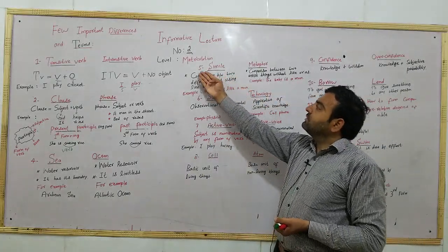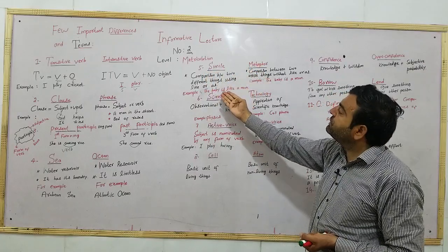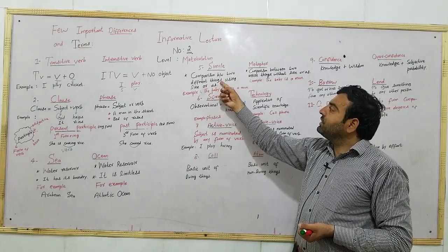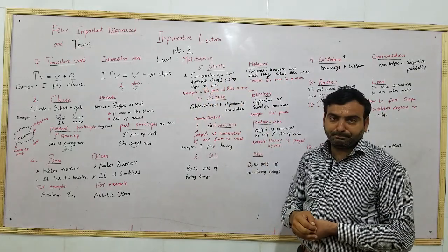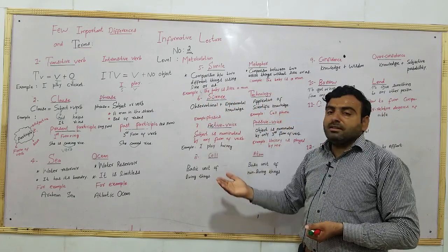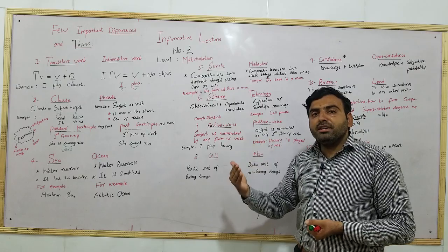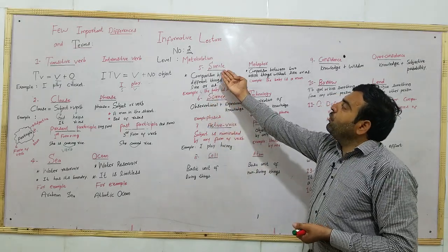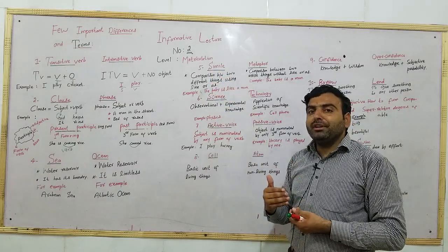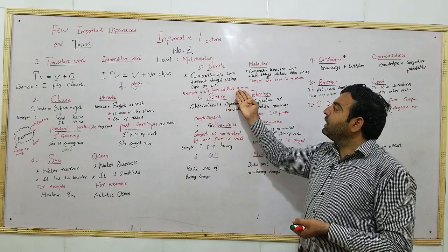Now come towards the fifth term, the difference between simile and metaphor. My dear students, a simile is a comparison between two different things using like or as. For example, the baby is like a moon. This is as black as coal. This is as white as snow. So while using a simile, we compare two different things, but by using like or as. The example is here: the baby is like a moon.